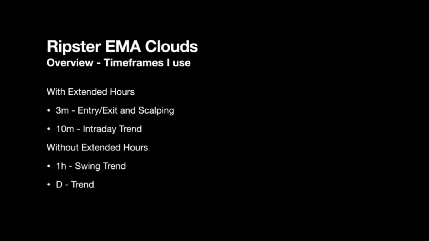And so I find the 10-minute really, really nice for being fast enough to take day trades, but slow enough that it kind of smooths out the fakeouts that you might get on a 5-minute or below. But those are the two that I use, and those both have extended hours on. And then without extended hours, there's the 1 hour, the daily, the weekly, and the monthly, and those all provide trend on higher time frames.